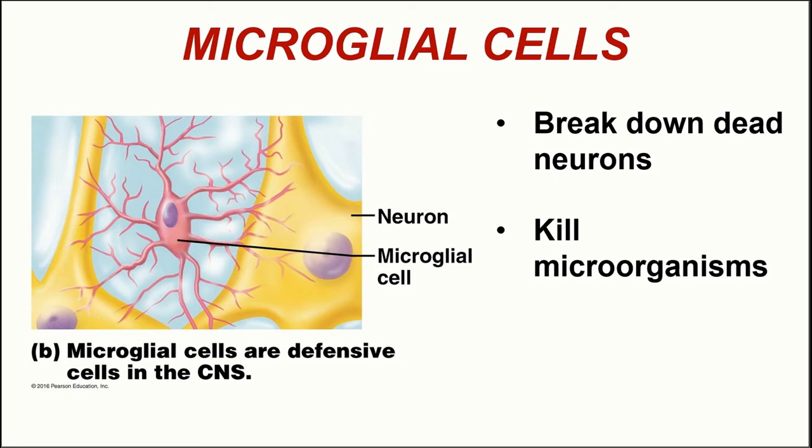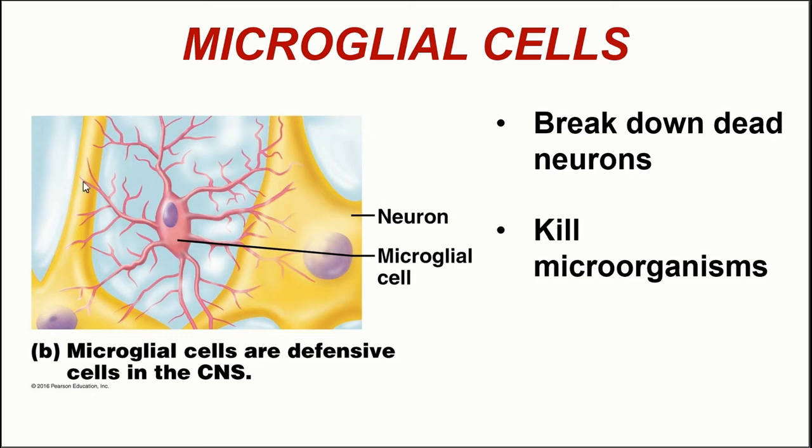Microglial cells function in a capacity that's very similar to cells of the immune system. They break down dead or dying neurons in the central nervous system, and they also function to kill microorganisms like bacteria or fungi that enter the nervous system tissue. Because, as we saw in the previous slide, the capillaries within the central nervous system are really not very permeable, and that means that the white blood cells in those capillaries have a hard time getting into the nervous system tissue.